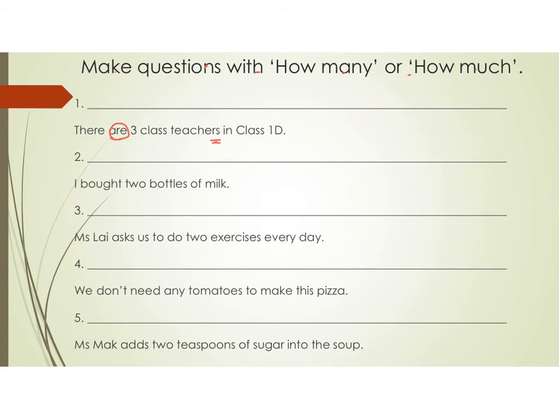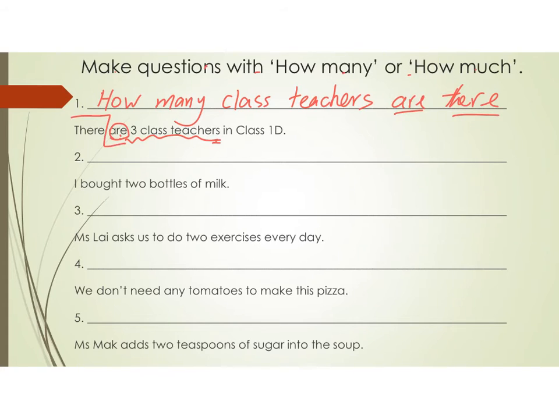Okay, number 1. 3 class teachers. Okay, so how many class teachers? And then it is verb to be. Are there? Do not say there are. You have to say are there. In class 1D.